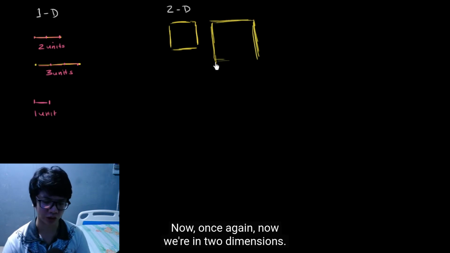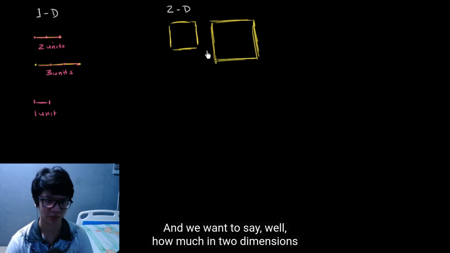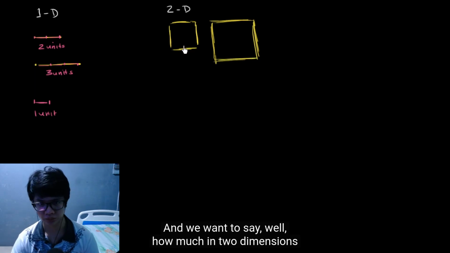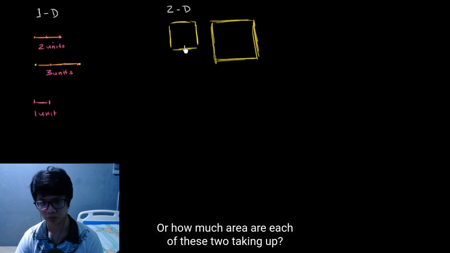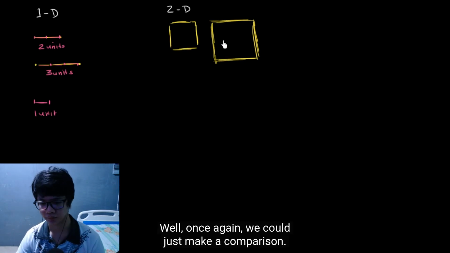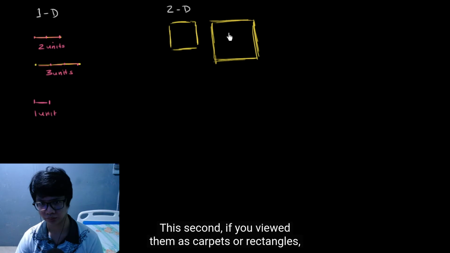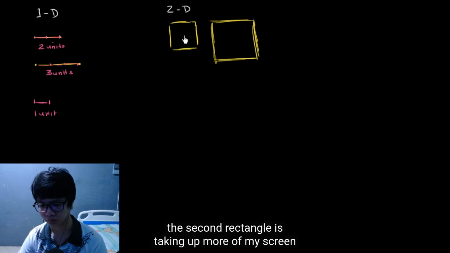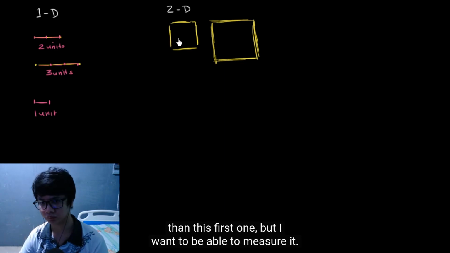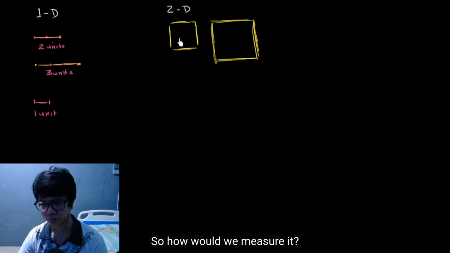Now, once again, we're in 2 dimensions, and we want to say, well, how much space in 2 dimensions is this taking up? Or how much area are each of these 2 taking up? Well, once again, we can just make a comparison. If we view them as carpets or rectangles, the second rectangle is taking up more of my screen than the first one, but I want to be able to measure it. So how would we measure it?